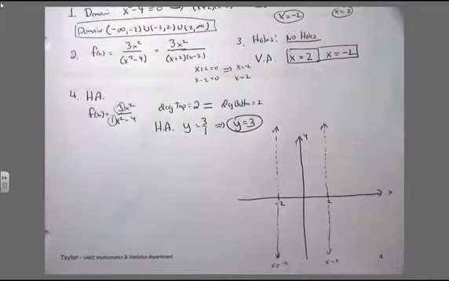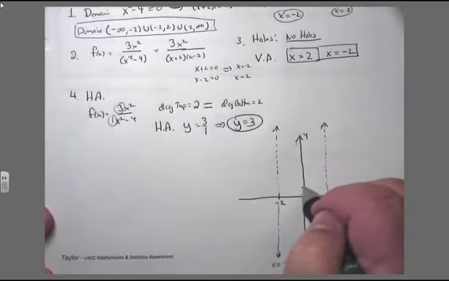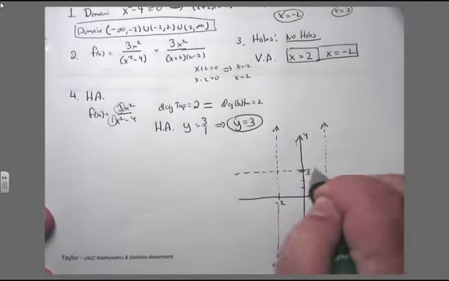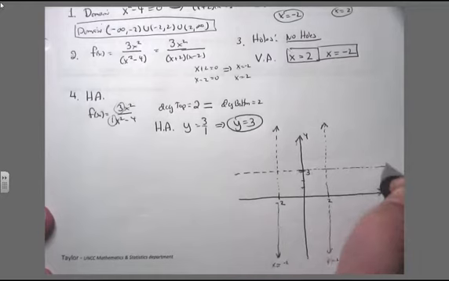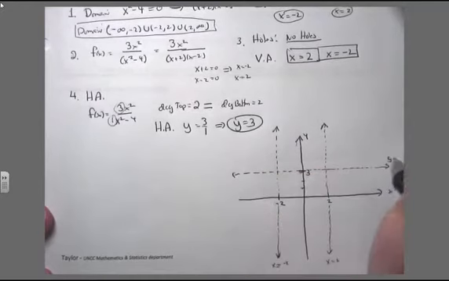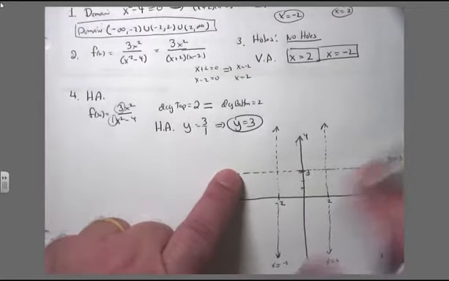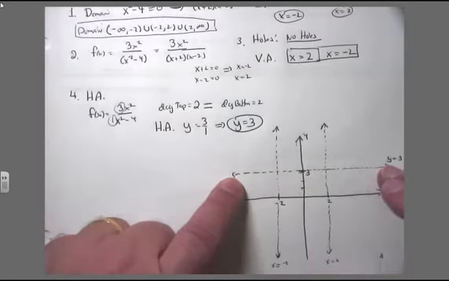Let's draw that in there. y equals 3. 1, 2, 3, there's 3. I'll make a horizontal dotted line right there at 3. y equals 3, and at infinity and negative infinity, this is what the graph approaches. It just tells me what's going on. It doesn't tell me what's in the middle, it tells me about the ends.